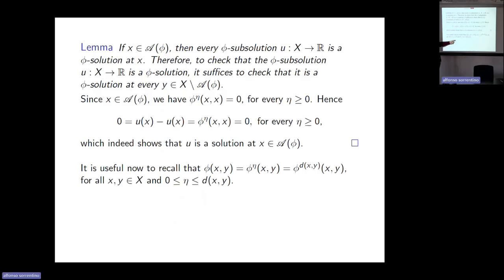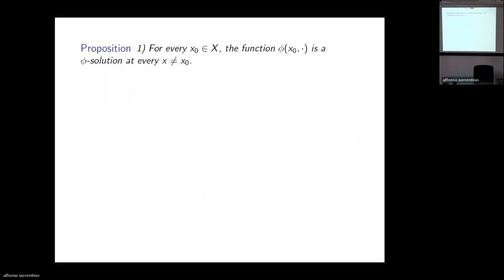Now, let me recall a fact that I showed: if you want to compute phi eta of xy, and if x and y are some distance apart, it's just phi of xy till you reach the distance. And after that, it's going to increase. But till eta reaches the distance between the two points, it's still phi. Something we showed last time.